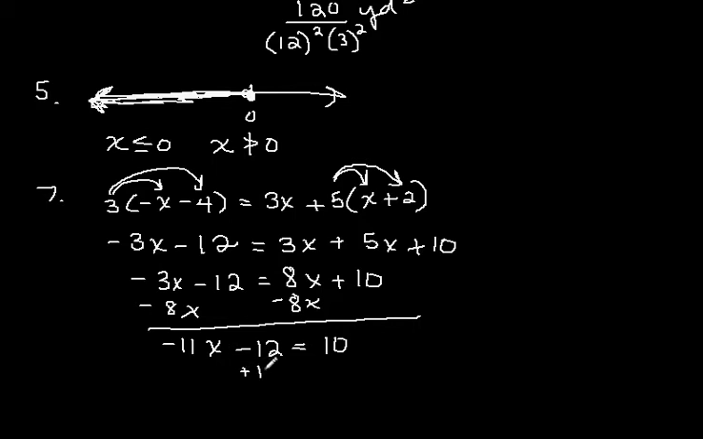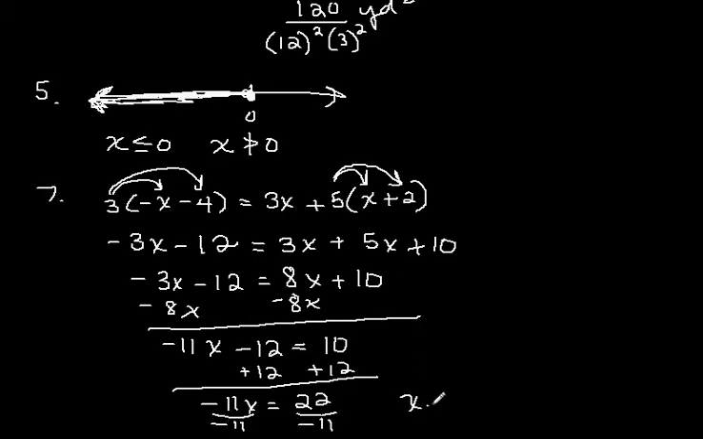Some of you were just adding wrong, subtracting wrong, just doing silly errors. So you get negative 11x equals 22, and you divide both sides by negative 11, so you get x equals negative 2.